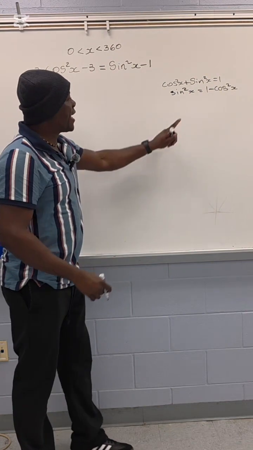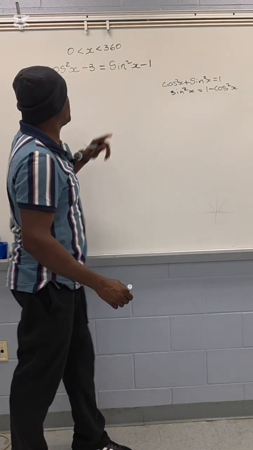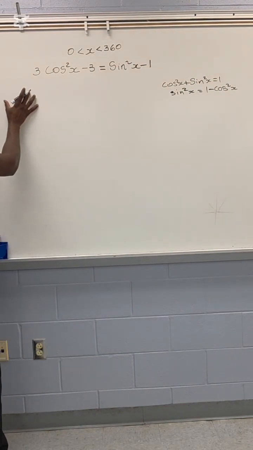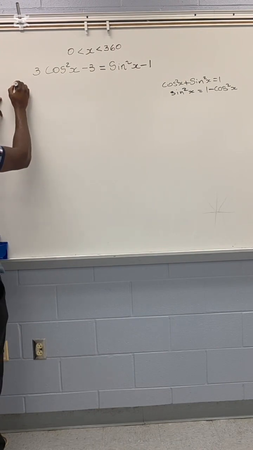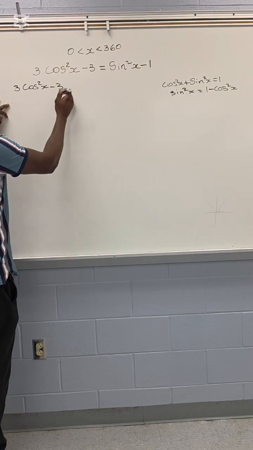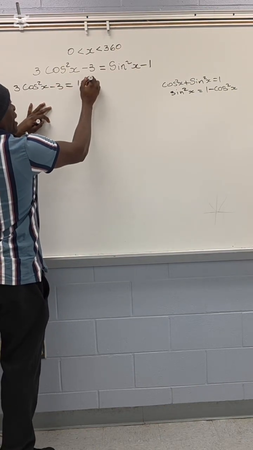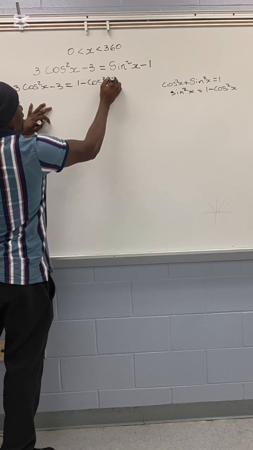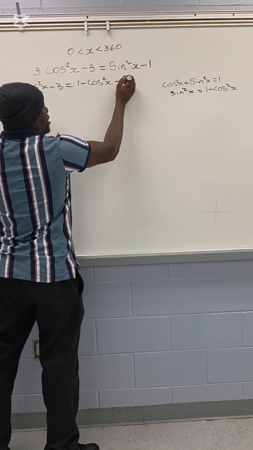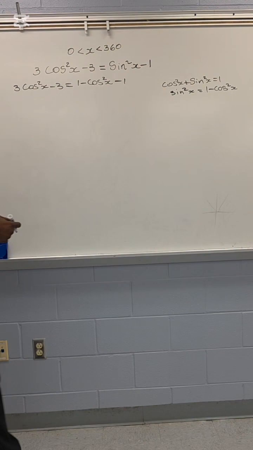So what it means then is I could put 1 minus cos square x where sine square x is right here. So let us rewrite this. I'm definitely going to have 3 cos square x minus 3, and then this is equal to, now I'm going to use 1 minus cos square x. So I'm substituting this part, and then there's a minus 1 at the back. As you could see, now I have all cos, which is good for what I'm about to do.